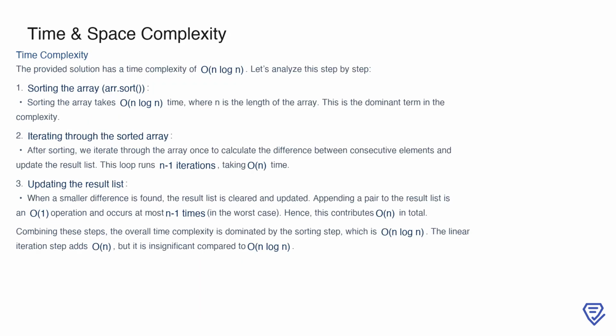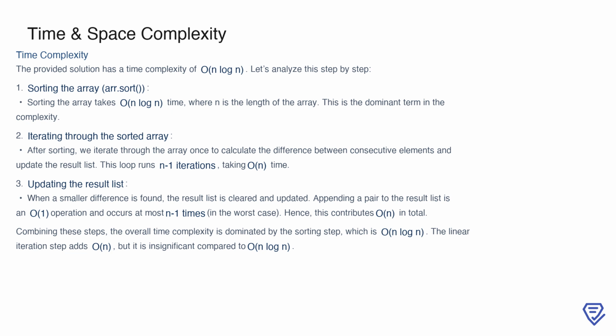The time complexity of our solution is O(n log n), and to understand this, we can break it down step by step. First, sorting the array using the built-in sort method takes O(n log n) time. This is because the sorting algorithm, timsort, operates at that complexity for an array of length n, and this is the most computationally expensive part of the solution.